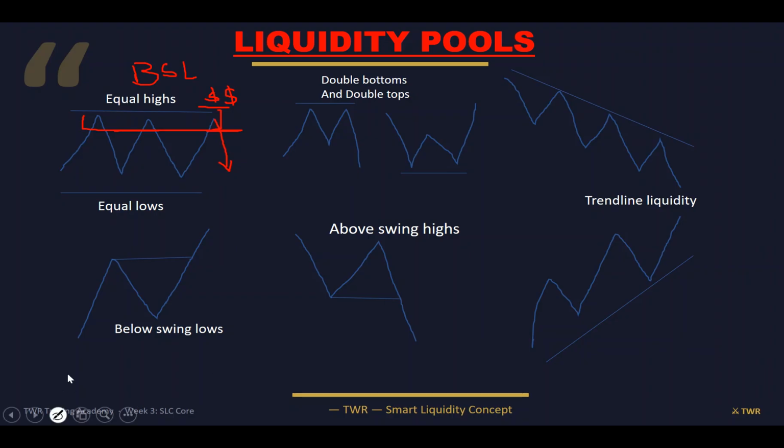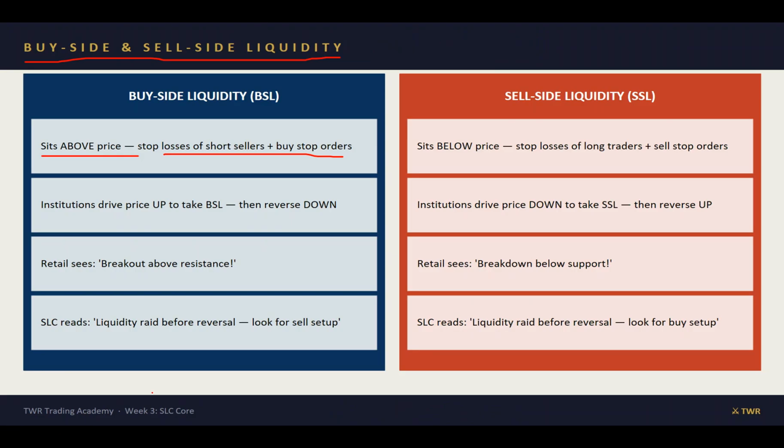The same applies for buyers. Buyers who are looking to buy at this support area have their stop losses resting below this point, meaning their stop losses are sell orders. These sell orders are sell side liquidity. That is what I want you to understand. So buy side liquidity sits above price, while sell side liquidity sits below price, made of stop losses of long traders and sell stop orders.